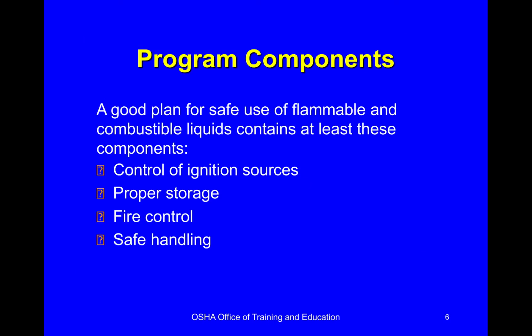So what do we look for in a plan or a program to take care of combustibles? A good plan for safe use of flammable and combustible liquids contains at least these components: control of ignition sources, proper storage, fire control, and safe handling.